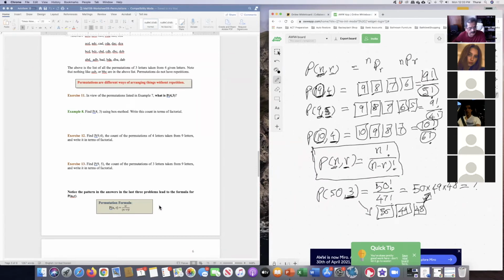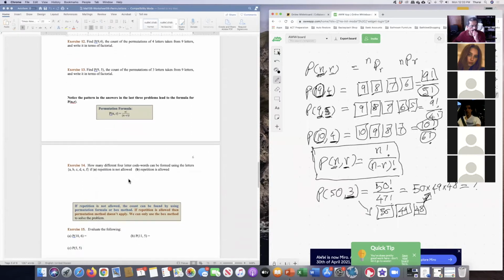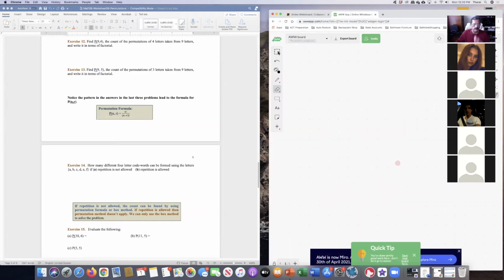Okay, so now we have the formula. So let's answer these questions. Exercise 14, let me clear the board first. Exercise 14 says, how many different 4-letter code words can be formed using the letters A, B, C, D, E, F? And part A is repetition is not allowed. So part A, we can do it by either permutation or box method.